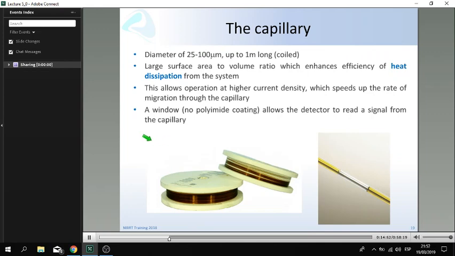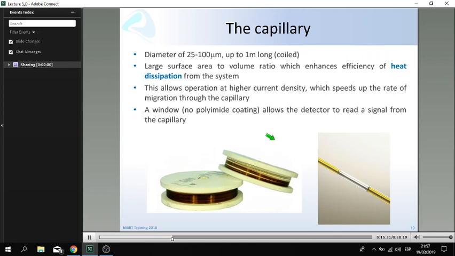The reason why we can operate under such a high electric field in capillary electrophoresis is that this capillary is really long but really thin. So we have a large surface area to volume ratio, which enhances the efficiency of heat dissipation. The heat generated because of the high electric field is dissipated because of that large surface. So we can really use higher current density, which speeds up the rate of migration.